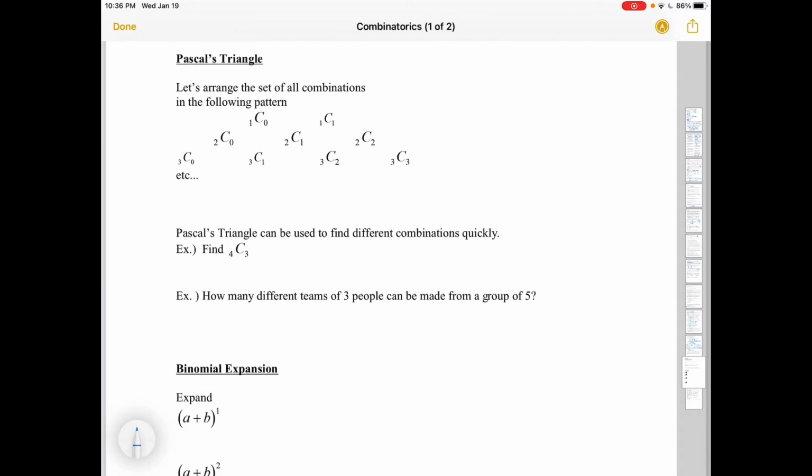Pascal's triangle is not something that was originally discovered by Pascal. It was known to ancient Chinese mathematicians millennia before Pascal's time. But there are some neat things to investigate here.